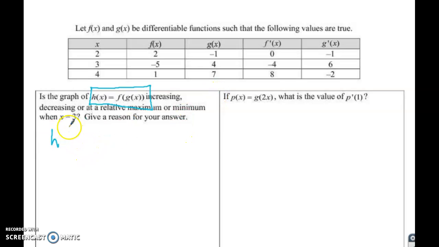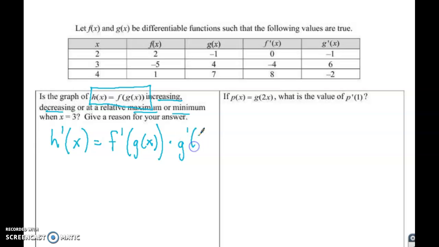So how do we determine if something's increasing, decreasing, or relative min or max? It's finding the derivative. Well, how do we find the derivative of this? Chain rule. I guess I should have said the composition. It's the chain rule, where it's the derivative of f, leave g alone, times the derivative of g.